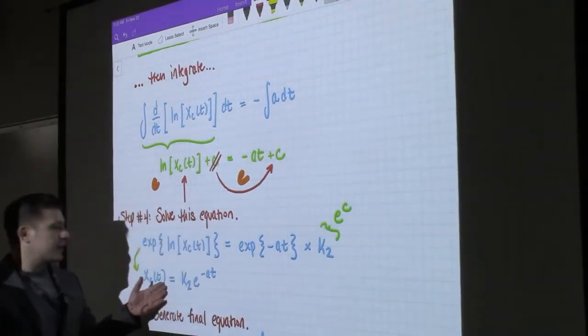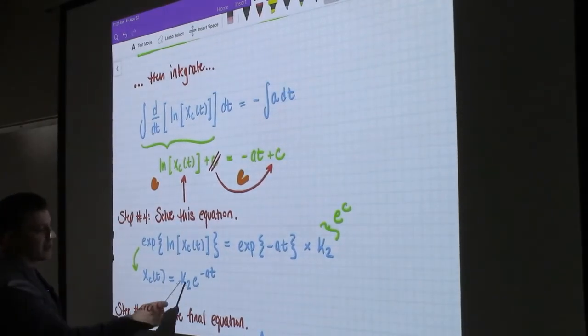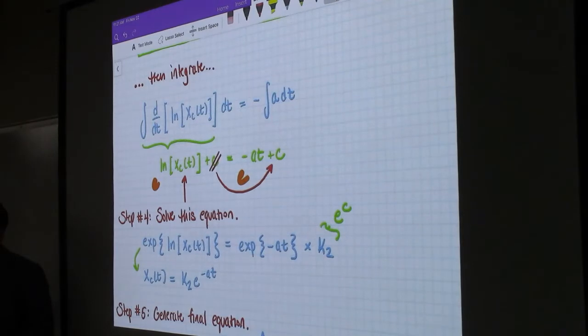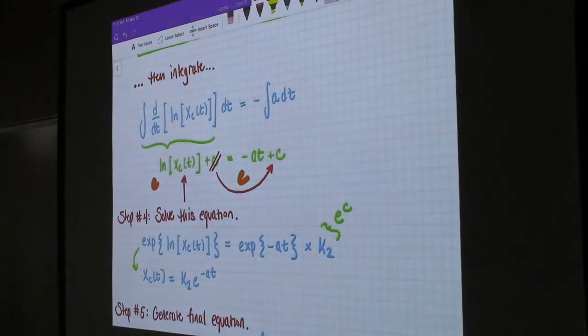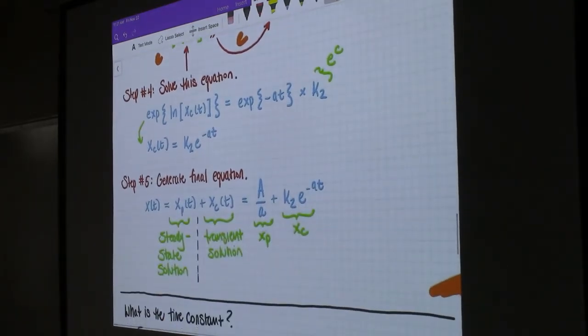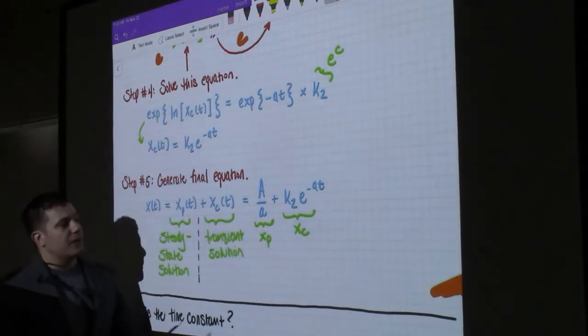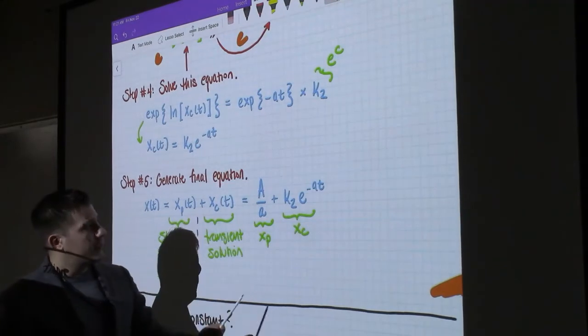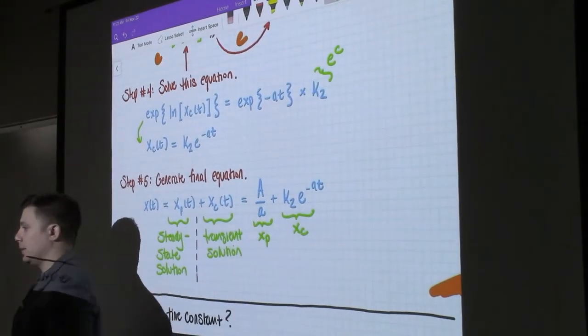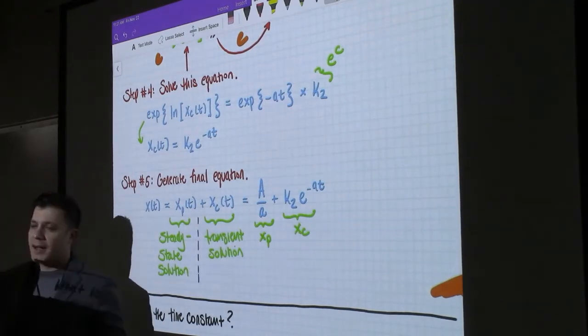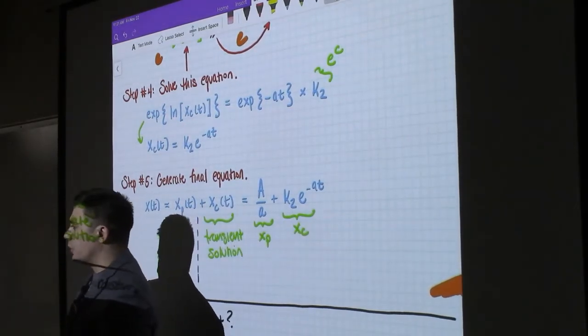All right, so what we're left with is something that looks like this. X sub c of t equals a constant times e to the negative at. And so this is the form that we were looking for. And lastly, we can generate the final equation, which tells us that the solution x of t will be equal to the particular solution plus the complementary solution. The particular solution, we got big A over little a, and the complementary solution is k2 e to the negative at. The only thing we don't know at this point is k2. Everything else is a defined constant or parameter of the system or the differential equation that we started off with.